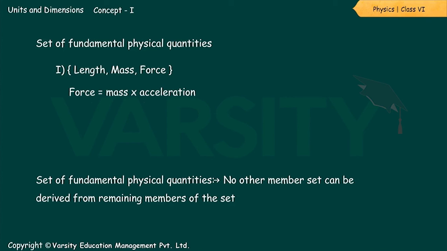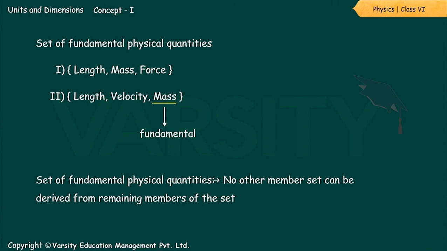Let me give one more example of this. Length, velocity, mass. Here length cannot be derived from remaining 2 physical quantities. Velocity cannot be derived from length and mass. Mass cannot be derived from velocity and length. In order to calculate mass, we need volume as well as density. Mass is a fundamental physical quantity, while velocity is derived from length and time. There is no time in this set.